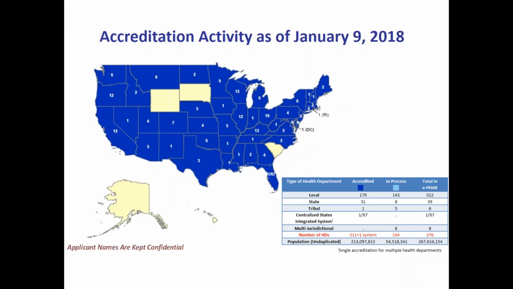But I will say this map is outdated because just yesterday we let 9 more health departments know that they were accredited. So we now have a total of 220 state, local, and tribal health departments that are accredited, as well as the centralized system in the state of Florida. And then we have another 150 plus health departments that are currently going through the process.